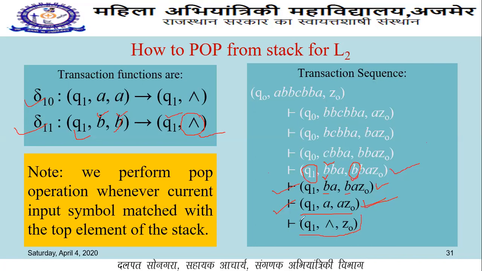Now the machine is in state Q1 and the whole input string is processed, which is indicated by null, and the top element of the stack is Z0. So this is the situation from which we make the next transition, that is the acceptance transition. And we know there are two types of acceptance transition. First is the final state transition and second is the null transition, which we discuss in our next slide.